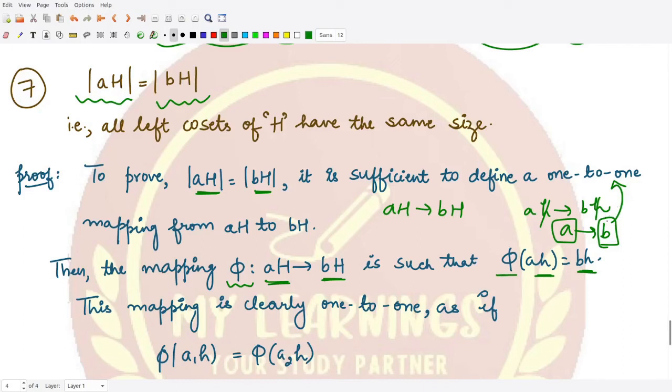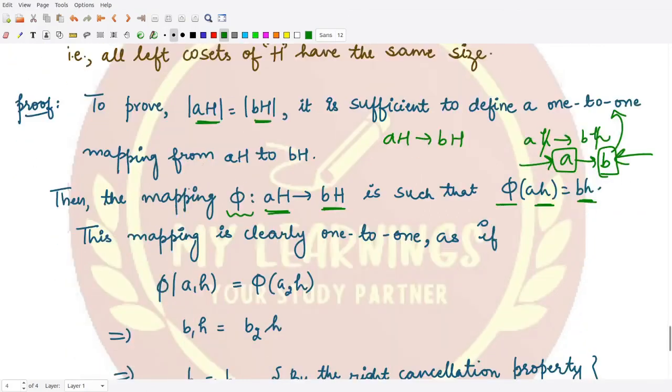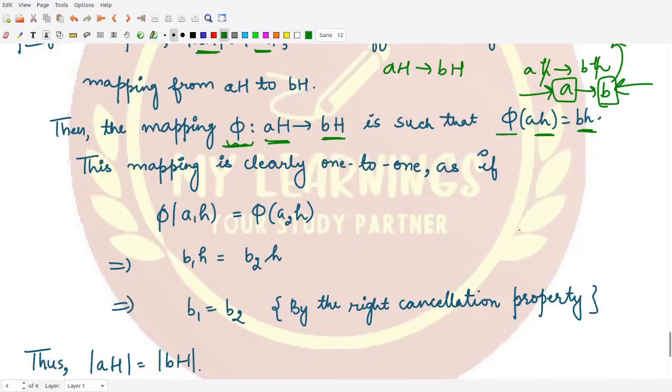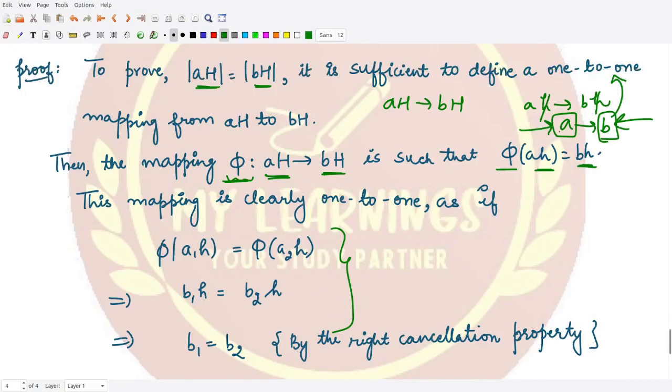According to the cancellation property, and because for each element here we have some element there, the number of such elements would be the same in both cosets, and this is what we wanted to prove. In mathematical terms, phi of AH equal to BH is 1 to 1. Each element A is mapped to B, so the number of elements A is equal to the number of elements B. That means the number of elements present in the coset AH is equal to the number of elements present in the coset BH.